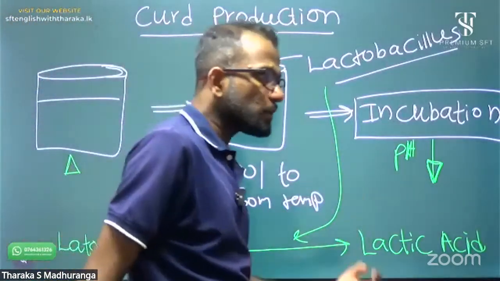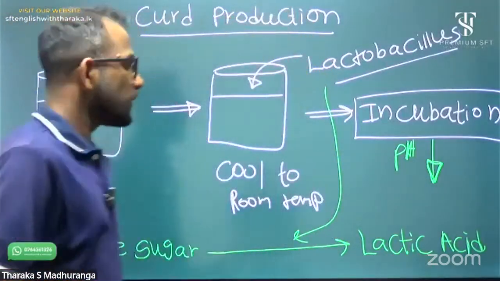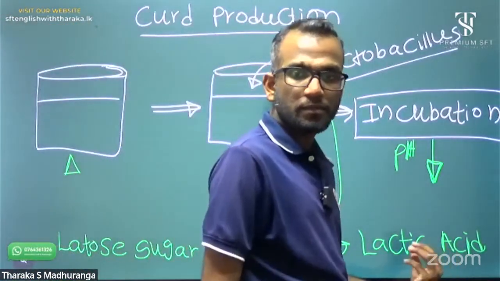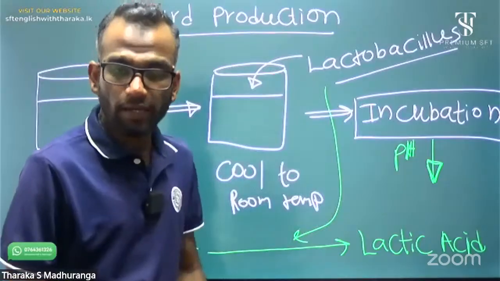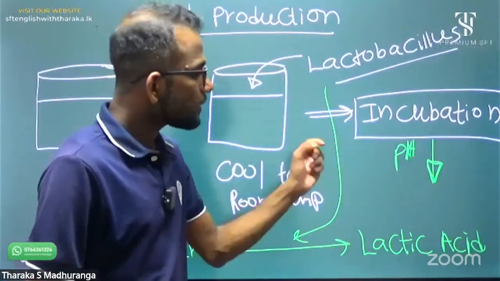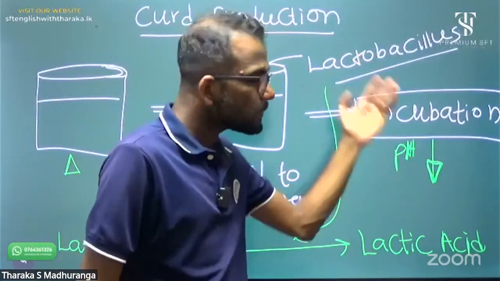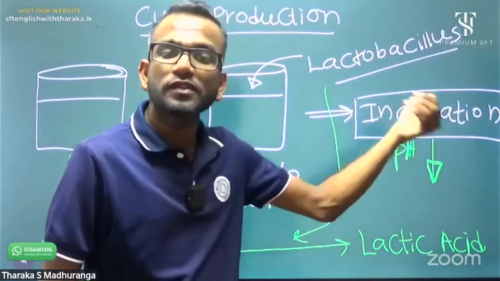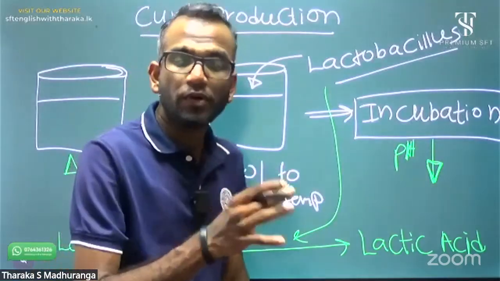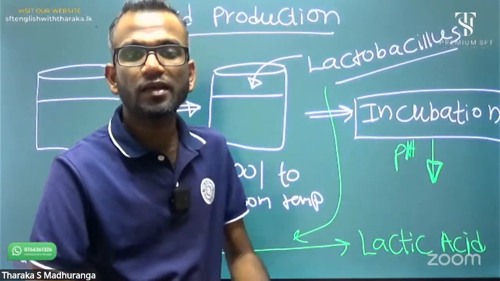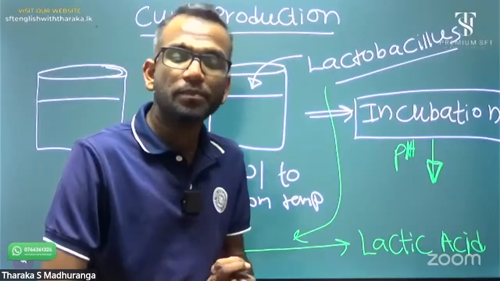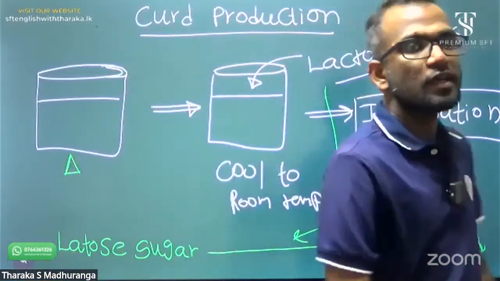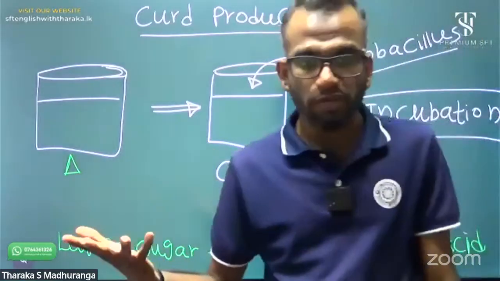In the incubation period, what happens? Lactose sugar is converted into lactic acid by Lactobacillus bacteria. Right? This lactic acid makes the pH of the solution very low. As a result of this low pH value, the casein protein in the milk coagulates by denaturation, forming a solid.